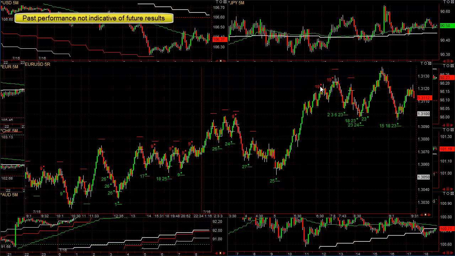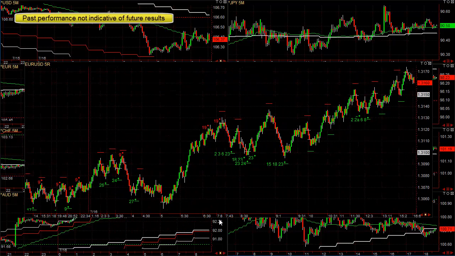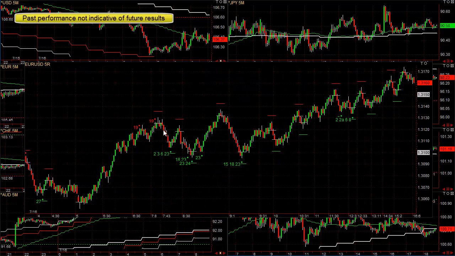This was a little bit early, would have been an 8 pip loss, another 8 pip loss. This one worked, made 15 pips. And basically, you can see in a nutshell, sometimes multiple signals happen on the same bar. Pattern 2, 3, 6, and 23 all happen on this bar.